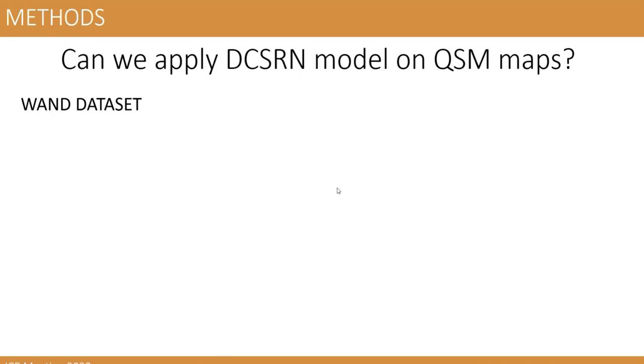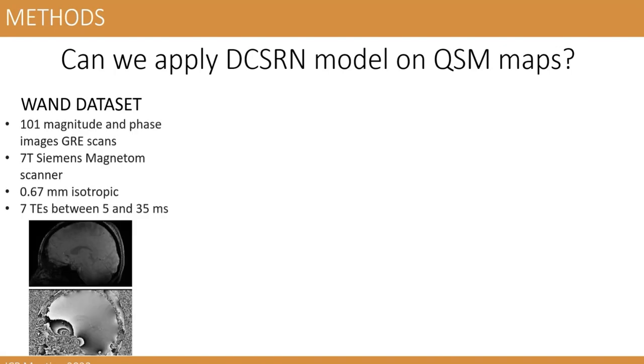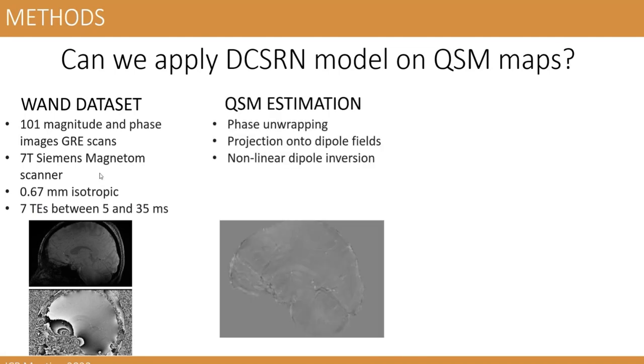Our dataset, as Kevin said, is available in Kubrick, which is a really nice dataset with a lot of different imaging techniques in there. We just took the multiple phase images. They were acquired on the 7T system, and the resolution is 0.67 millimeter. From these images, we reconstructed the QSM map. So we went through phase unwrapping, projection onto dipole fields, and nonlinear dipole inversion.